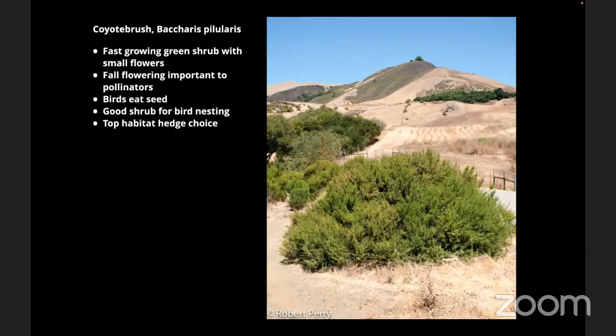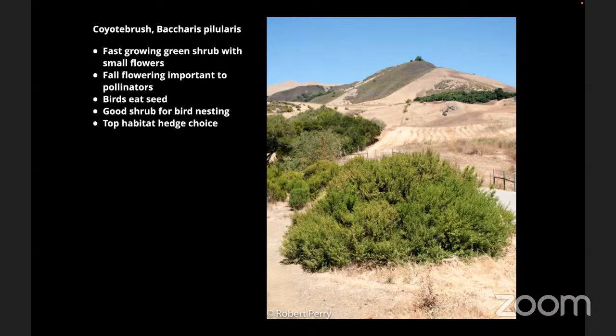But it is a really important flower for pollinators and other beneficial insects, and it comes in the late summer and fall. And so that's a really important time to spread out that flowering season in our gardens. The birds will come and eat the seed, but almost or even more important than that is that the internal structure of the Coyote Brush is pretty dense and stemmy, and they become very good shrubs for bird nesting. Really, really good for habitat, both for the beneficial insects and the birds.